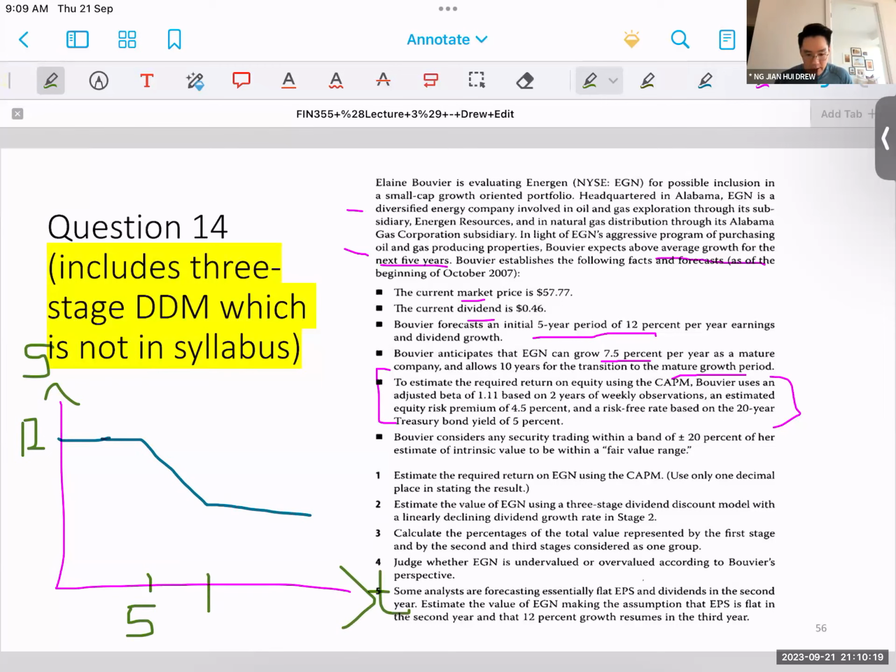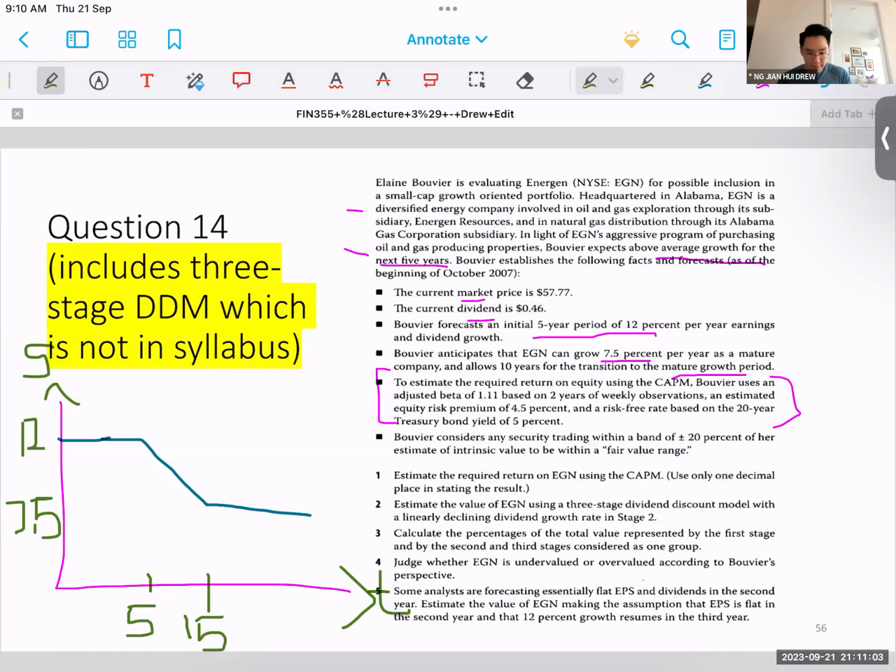What else? At maturity, the growth is going to be 7.5%. That's the mature growth. And the decline allows 10 years for the transition to mature. So what does this mean? 10 years means that this would be year 15. So there is a 10-year period where it will decline. Everyone got that? Yeah. Good. You're following? Okay. So you have 10 years for decline.